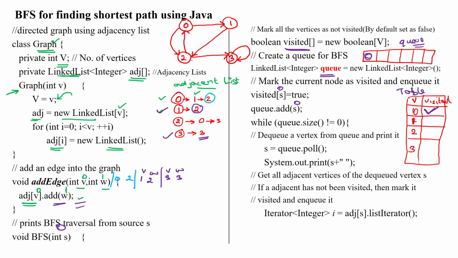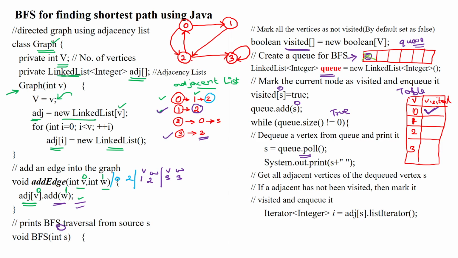Now we are going to check q dot size not equal to 0. Look at that, the number of elements in the queue is not equal to 0. Yes, it has the element 0, so the size is 1. So it is true. When it is true, we check q dot poll. That means we are deleting the 0 from the queue.